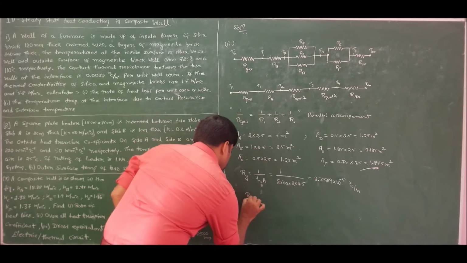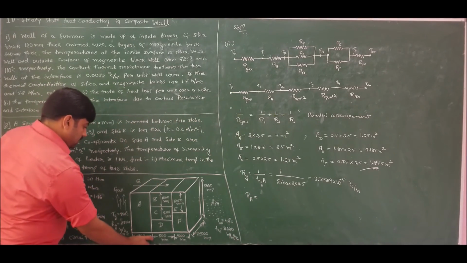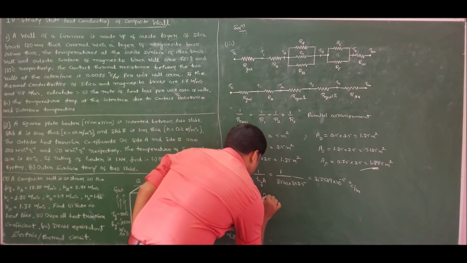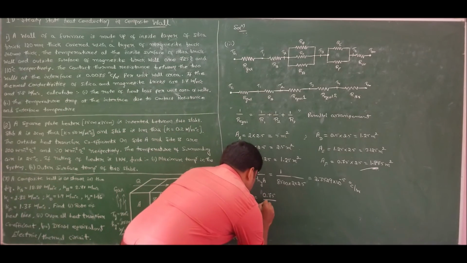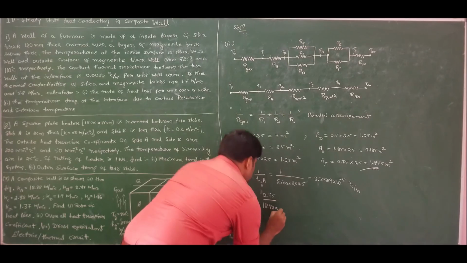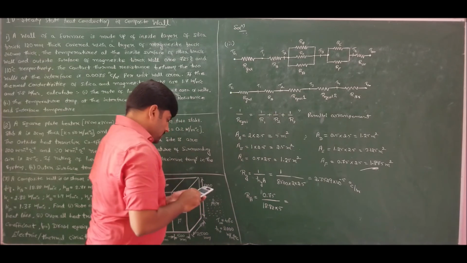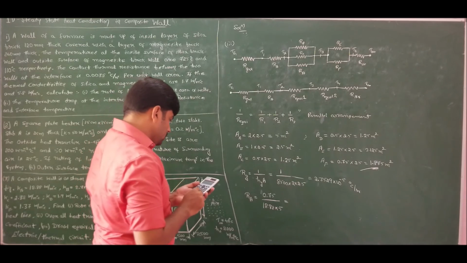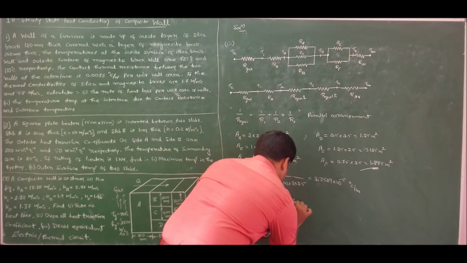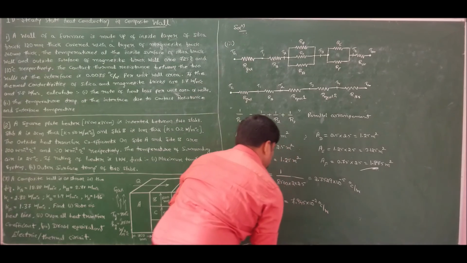Next, coming for resistance due to A, it is conduction, L by KA. L is 0.75 by K is 18.88 into area of A is 5, which is equal to 0.75 divided by 18.88 into 5, that is 7.945 into 10 to the power of minus 3 degrees Celsius per watt.